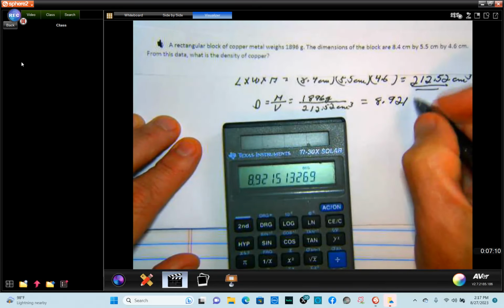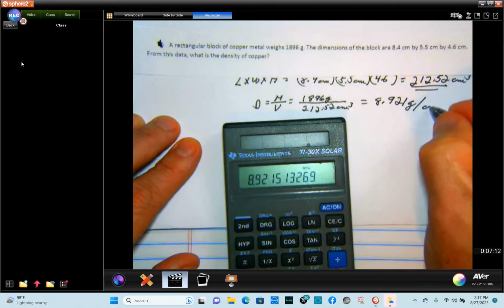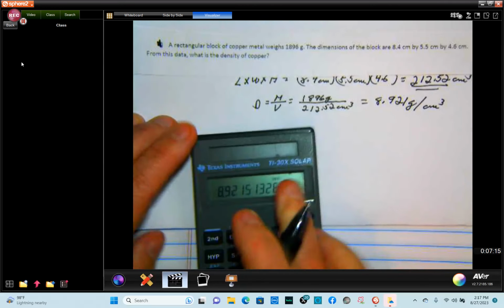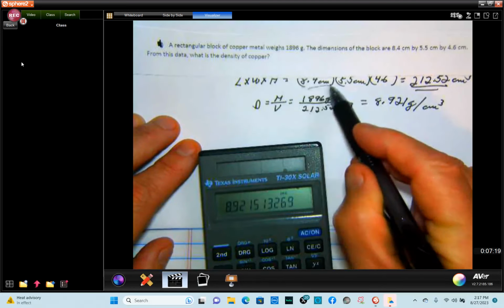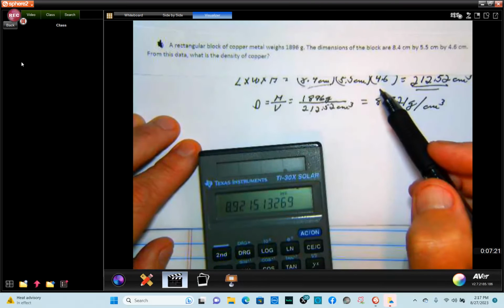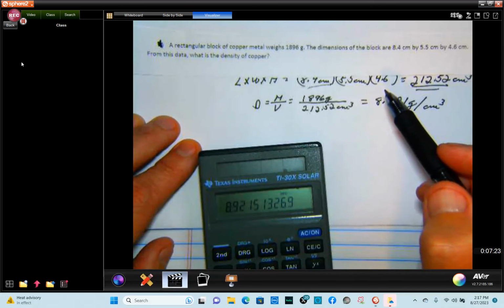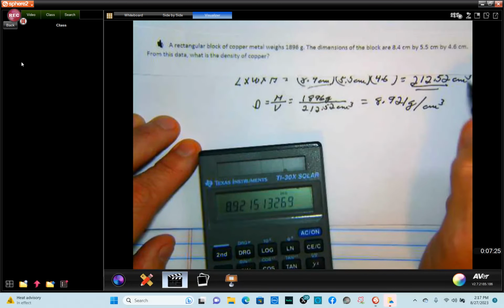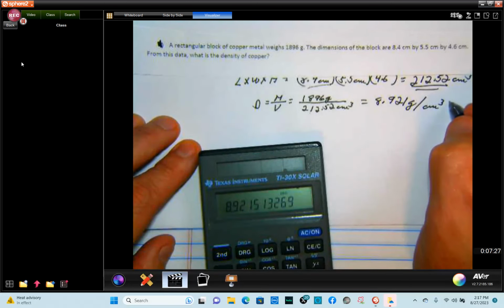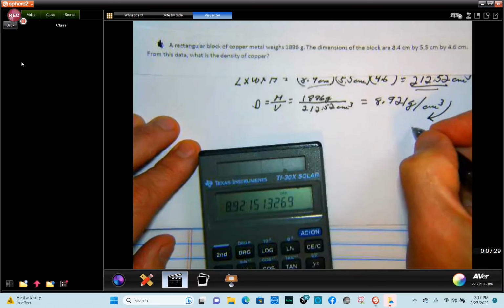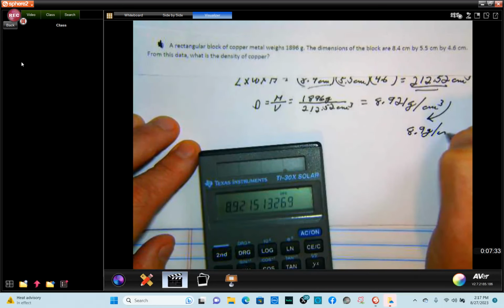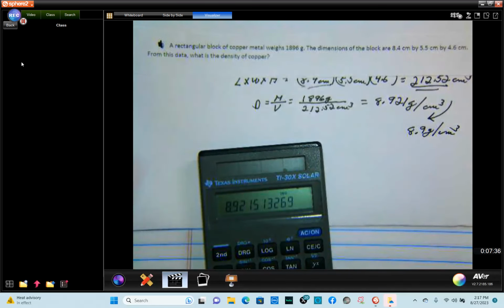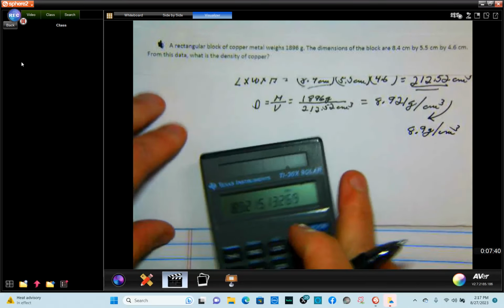8.921 grams per cubic centimeter. But now if we look at our sig figs, we've got 4 here, 5 here, but we've only got 2. So as you can probably guess, our answer can only have 2 sig figs. So our answer will be 8.9 grams per cubic centimeter. And if you recall, cubic centimeters and milliliters are equivalent. All right, let's do one more here.